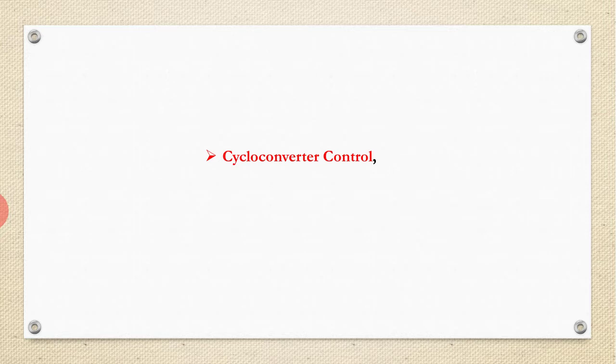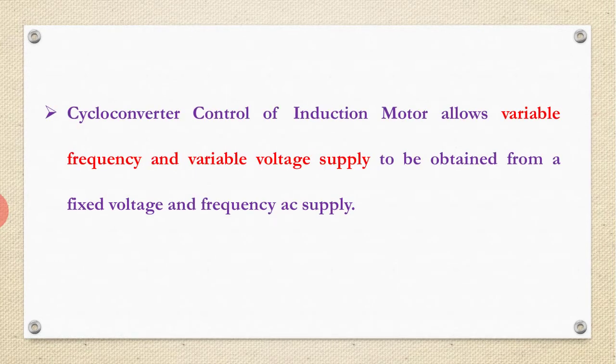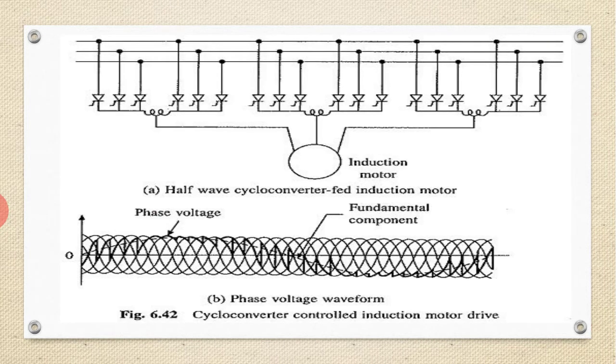The next converter is called cycloconverter control. Cycloconverter control of induction motor allows variable frequency and variable voltage supply to be obtained from a fixed voltage and frequency AC supply. I repeat, with the help of this cycloconverter we can vary frequency and voltage from a fixed voltage and fixed frequency AC supply. This is the half wave cycloconverter fed induction motor drive figure.